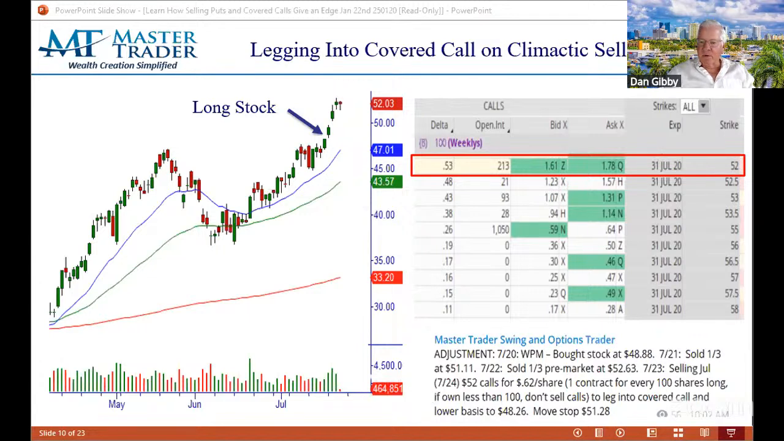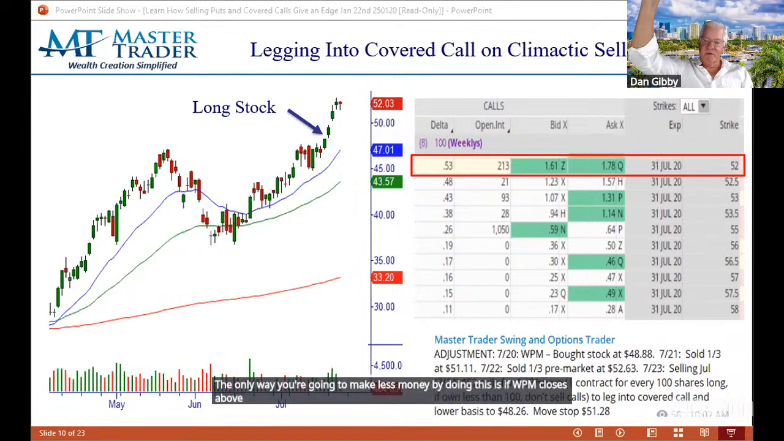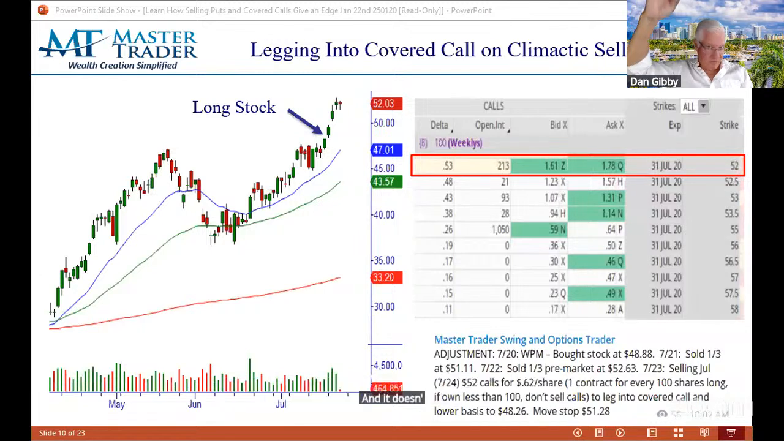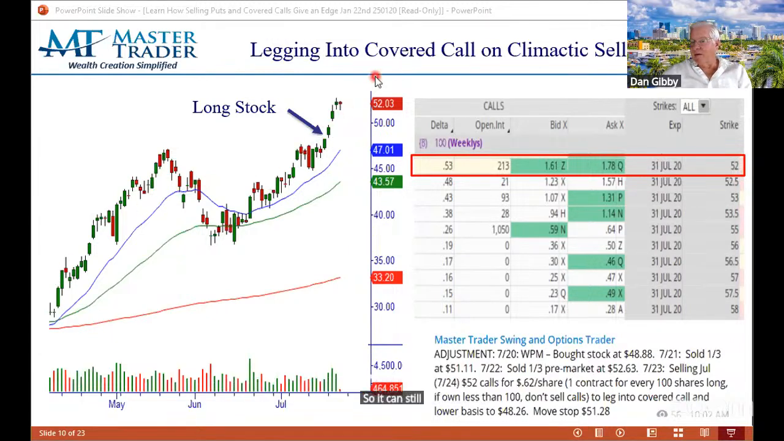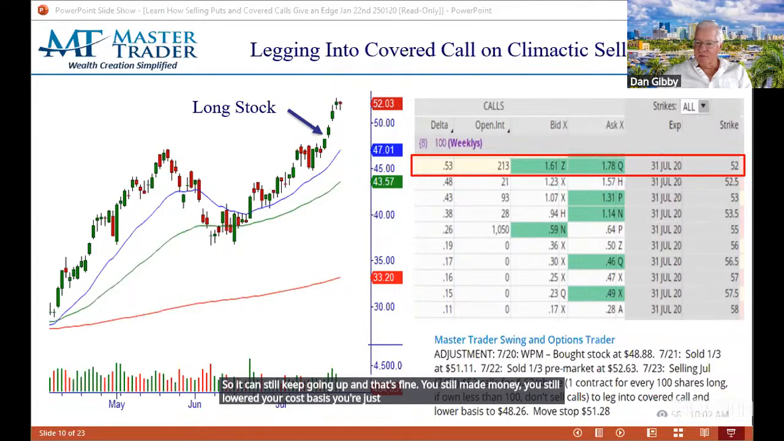So let me type this because it's important. The only way you're going to make less money by doing this is if WPM closes above 53.62 in 8 days. And it doesn't mean you lost money. It just means you're capping your gains at 53.62. So it can still keep going up, and that's fine. You still made money, you still lowered your cost basis. You're just capping your gains at 53.62. Okay, does everyone get that?